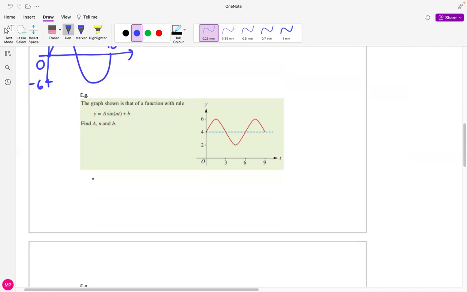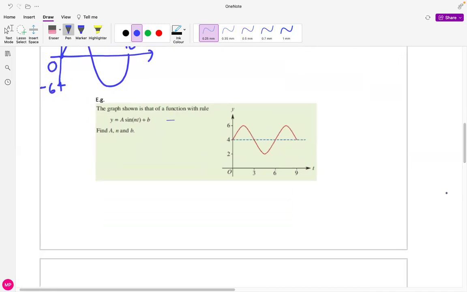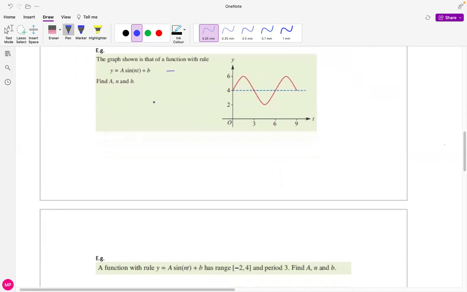Now we're going to do another example, which is that sometimes they give you the graph and they want you to find the equation. So you can see because they start from the middle, 4 is the middle, 2 is the minimum, 6 is the maximum. That's why it's a sine graph and it's a positive sine graph. So how do we find A? A is the distance between the middle and the maximum, or the distance between the middle and the minimum. So A is 6 minus 4 equals 2.